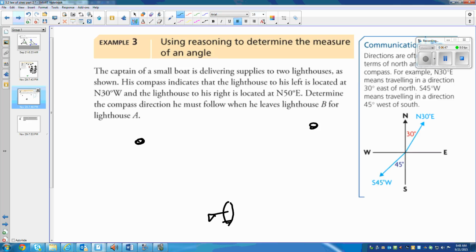Okay? You like my boat picture? So we can see this triangle in here, right? You guys see that triangle there?